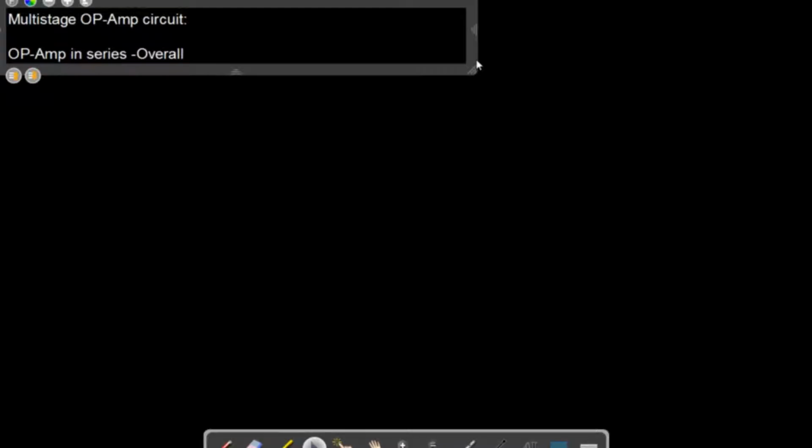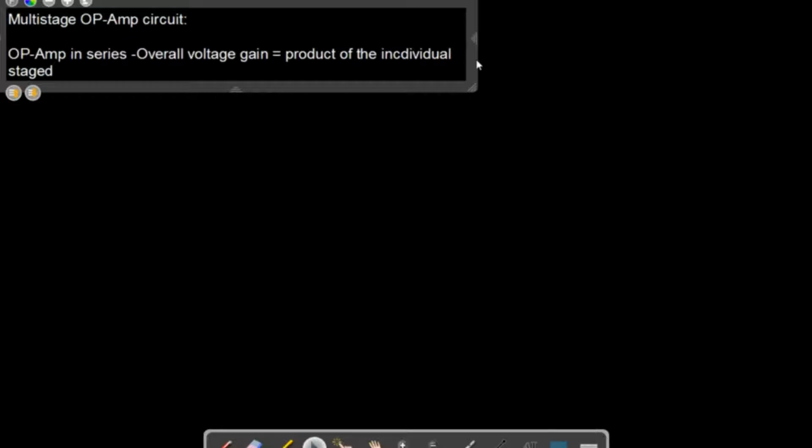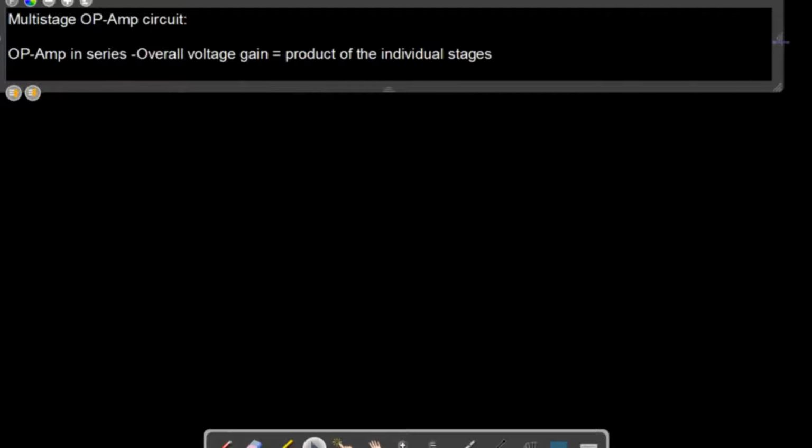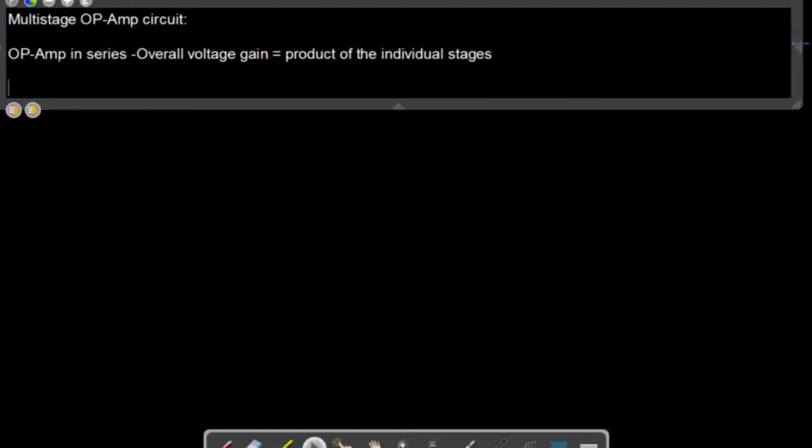Overall voltage gain is equal to the product of the individual stage gains. You take the individual stages, multiply them, and then you get the overall voltage gain. Maybe you have some gain in the first stage, and let's say the first stage provides a non-inverting gain. I'll take an example here, and this is helpful for solving problems.